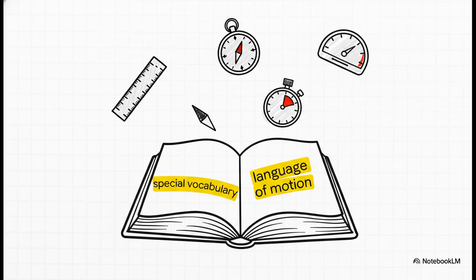And to get that kind of precision, we need to learn a special vocabulary. The best way to think about kinematics is as the language of motion. It gives us the tools, the actual words, to go from just kind of guessing to making exact calculations and even predictions. And just like with any new language, you've got to start with the basics.